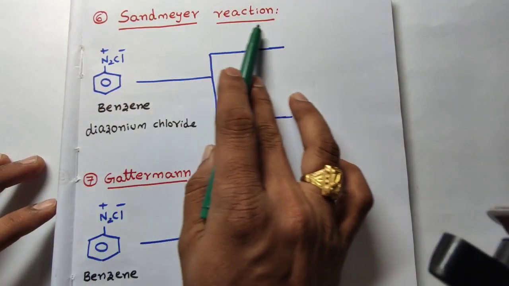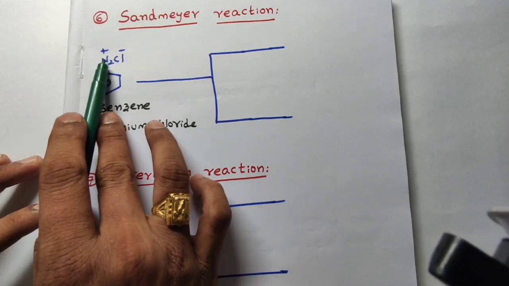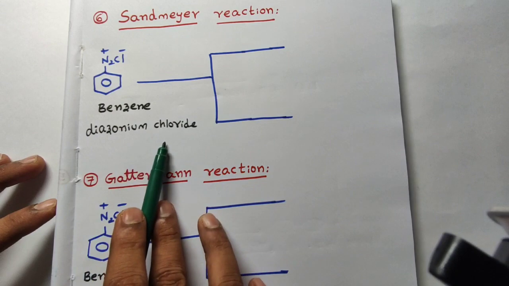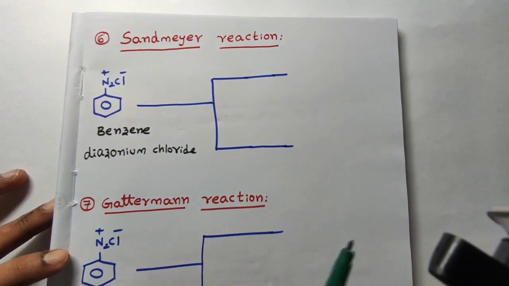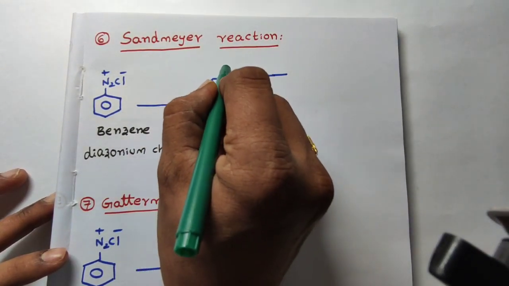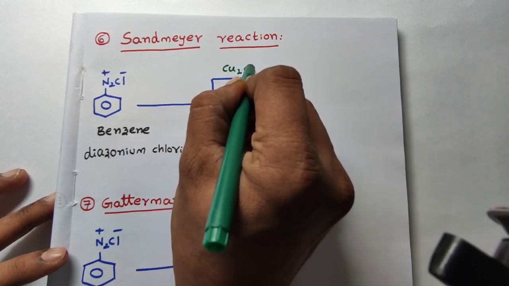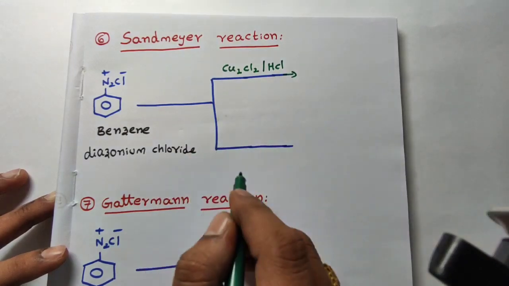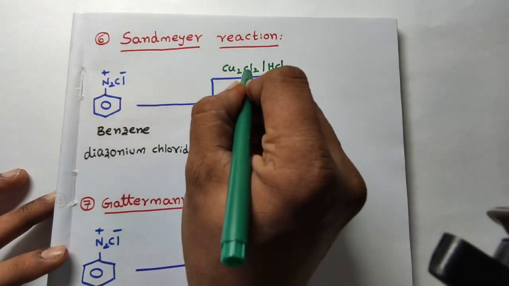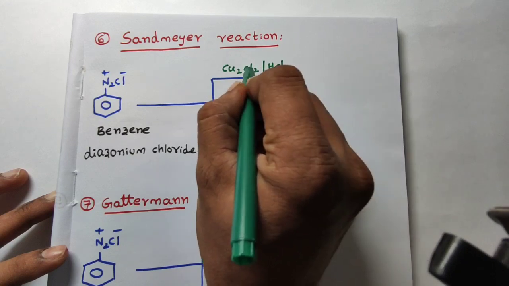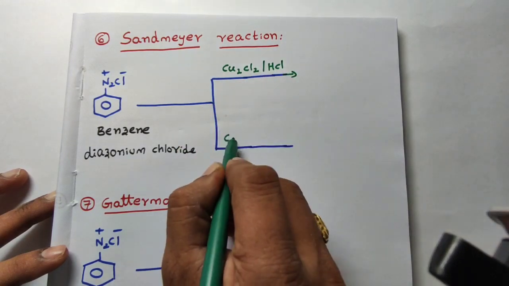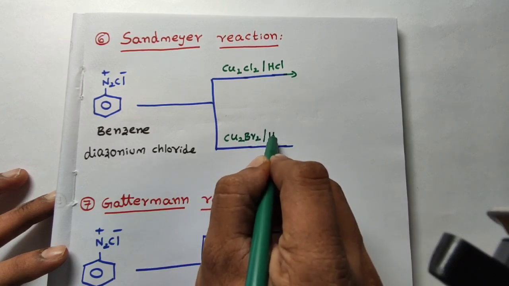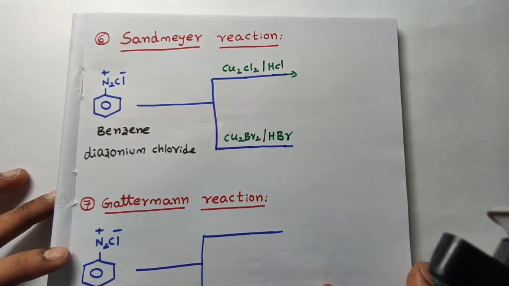See, first Sandmeyer reaction. Benzene diazonium chloride. You can remember that on the benzene ring N2+ Cl- is there. What is the reagent I told? In Sandmeyer reaction, cuprous chloride, Cu2Cl2, HCl. Right. What is the one more reagent? Cuprous bromide. Here chlorine is replaced by bromine. Look at this: Cu2Br2, cuprous bromide, HBr. Then what is the product?